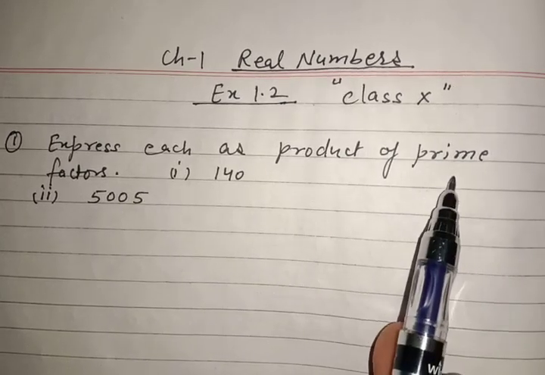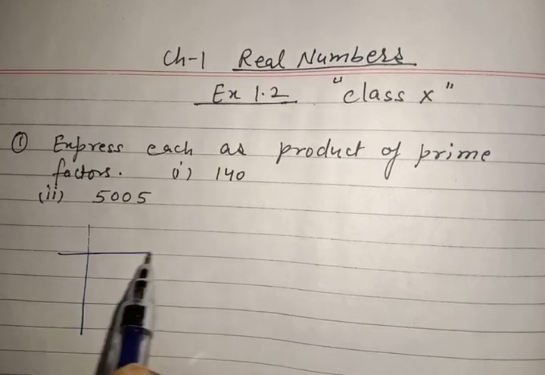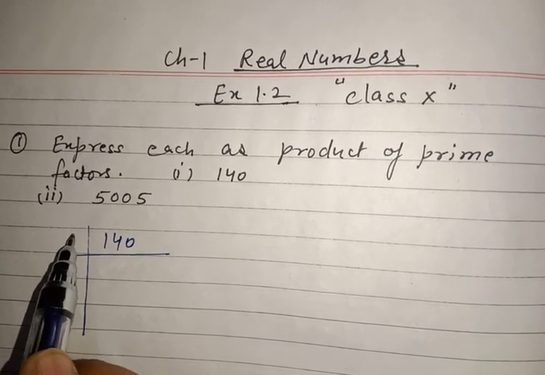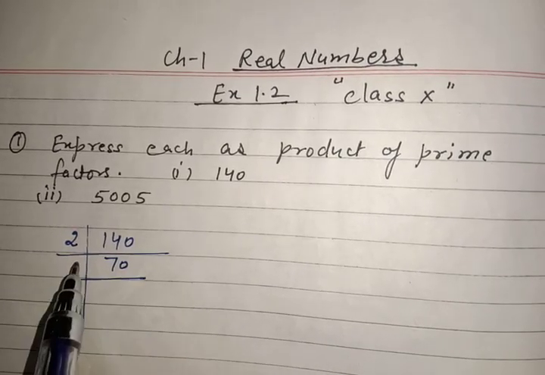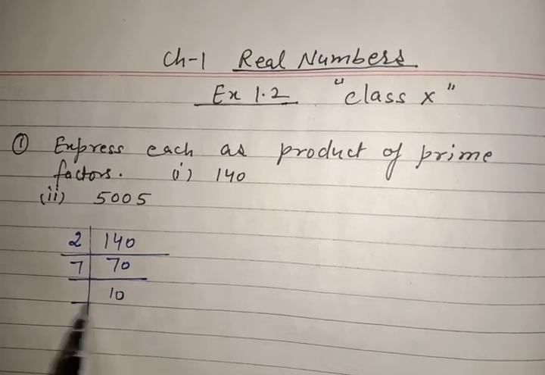Express each of the following as a product of primes. Prime numbers, all of you know. Prime numbers are those which have only two factors, 1 and itself. So 2 is prime, all of you know. 3 is prime, then 5 is prime.